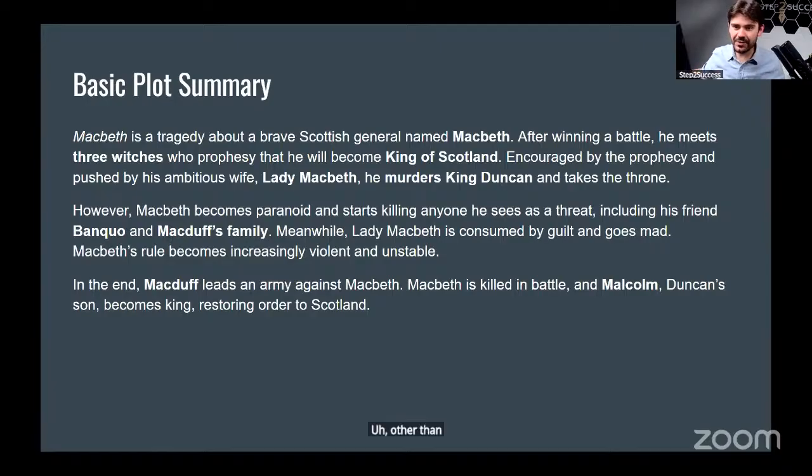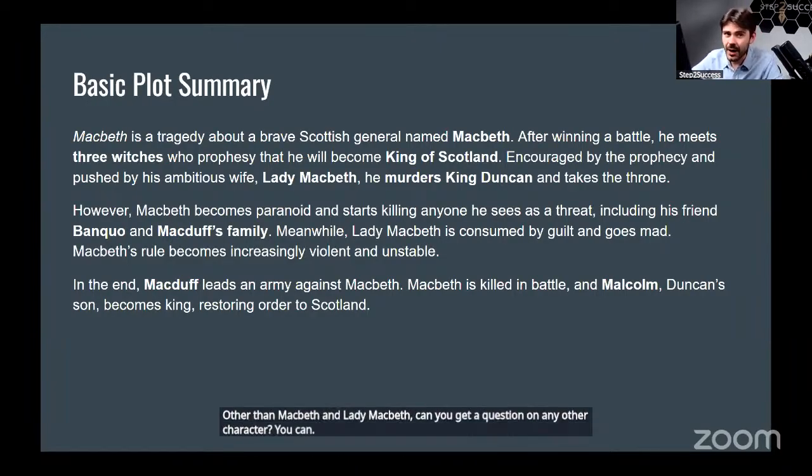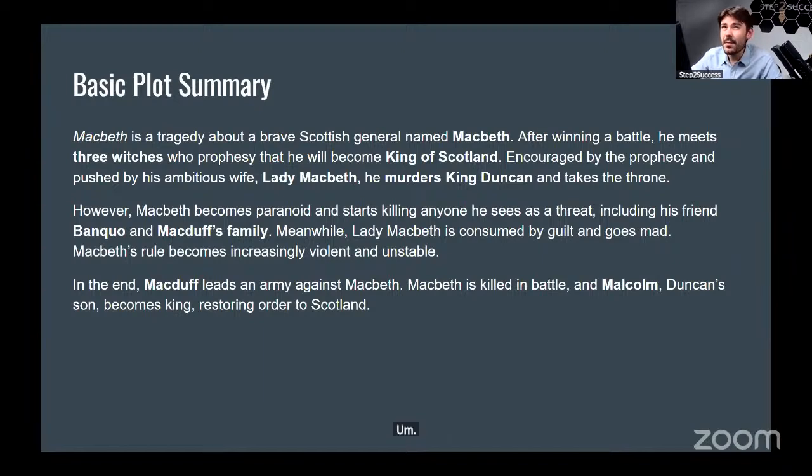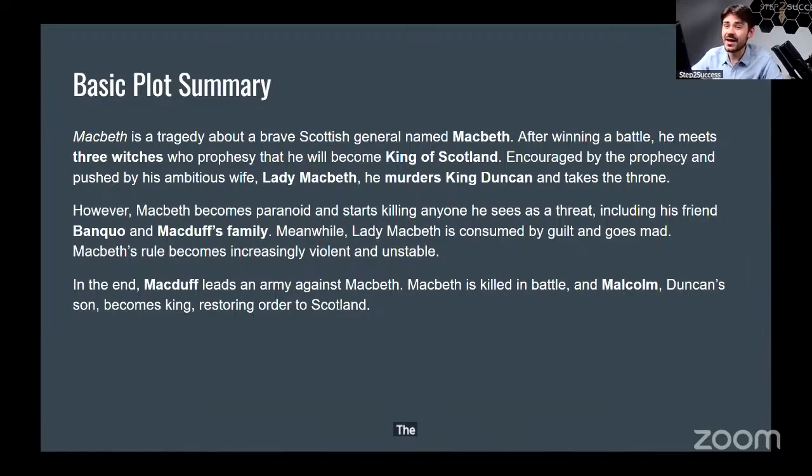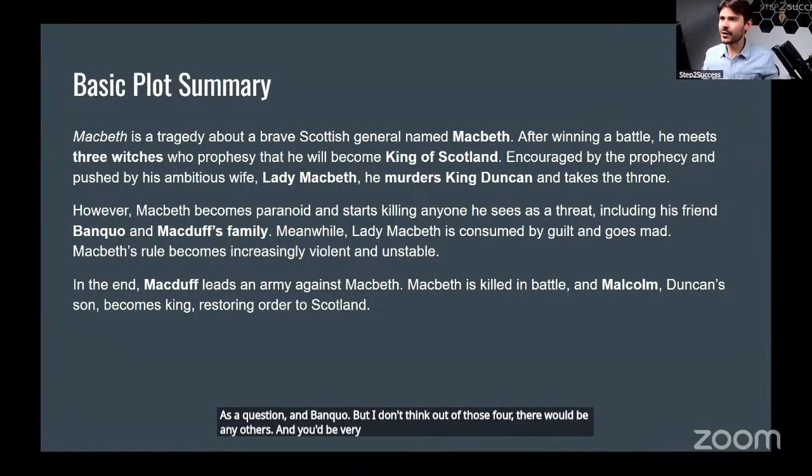Other than Macbeth and Lady Macbeth, can you get a question on any other character? You can. It probably won't be. I'd argue Lady Macbeth and Macbeth have been the two that have come up multiple times. On the syllabus, the witches are named as a character or a set of characters that could come up as a question, and Banquo. But I don't think out of those four there will be any others, and you'd be very unlucky to get Banquo.